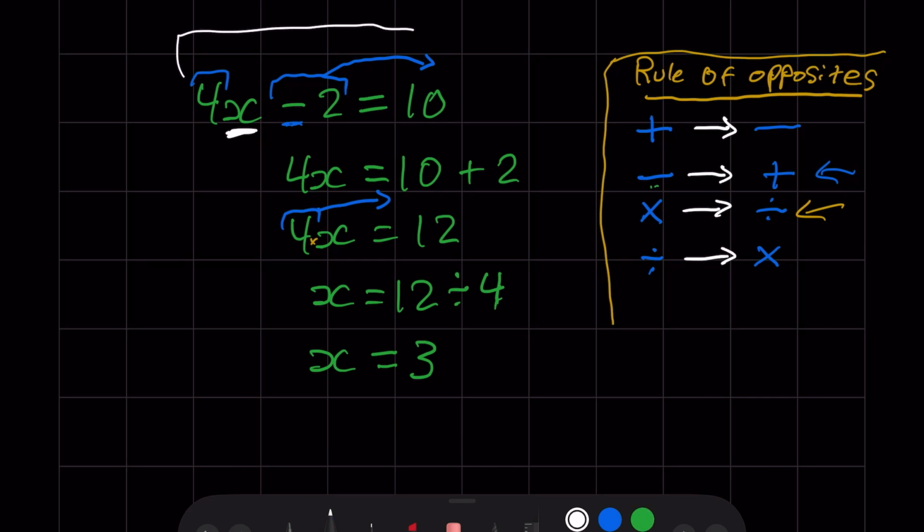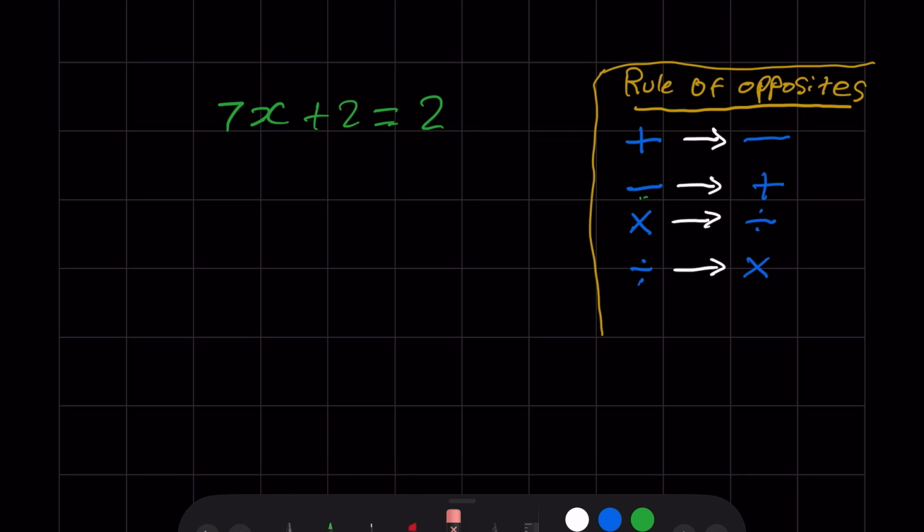Looking back to our original equation here, 4 times 3 equals 12. 12 minus 2 is equal to 10. So this is correct. x does equal 3. That is correct. x is equal to 3.